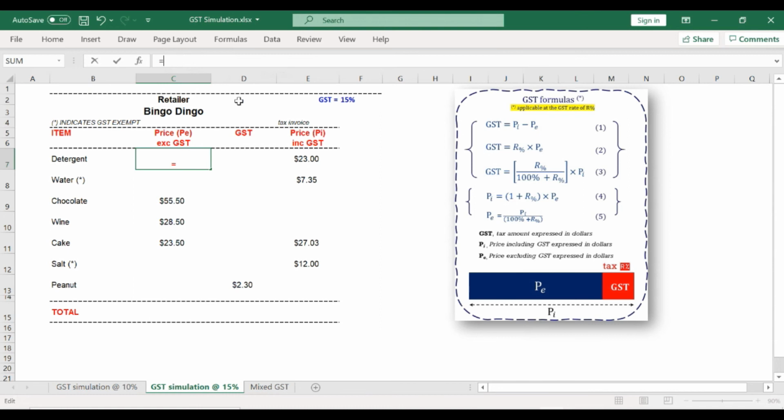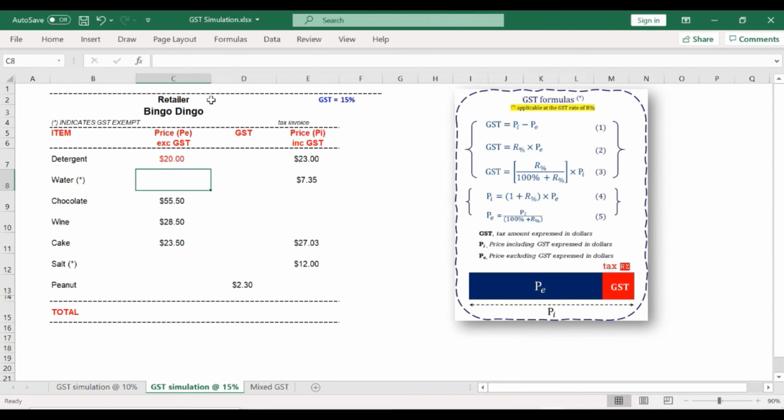In cell C7, we say, okay, it's the price including GST, which is E7, over, we open bracket, and it's 100%, and make sure you include the percentage sign. It's very important. Otherwise, your calculation will be incorrect. So 100% plus the rate itself, which is 15%. So I'm going to go ahead and type for now 15%. Now, if I hit enter, I will get $20.